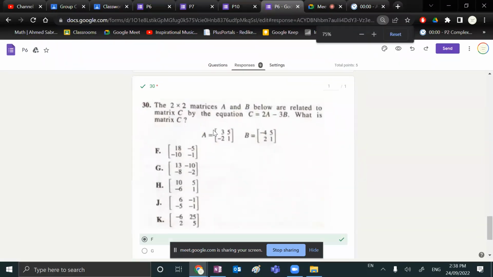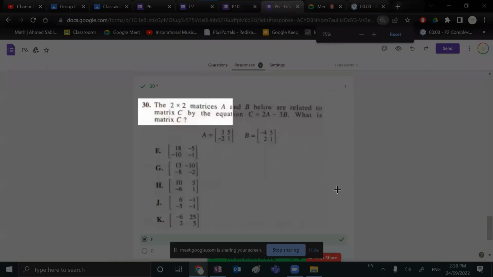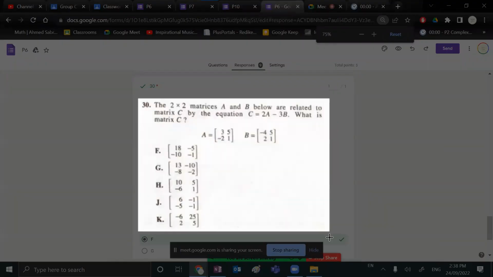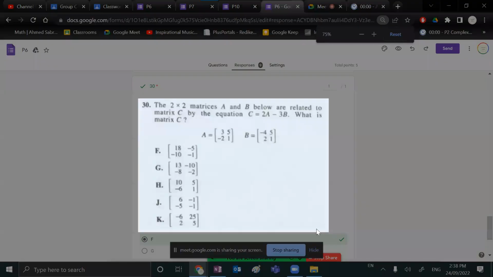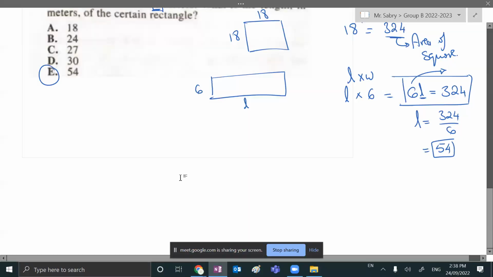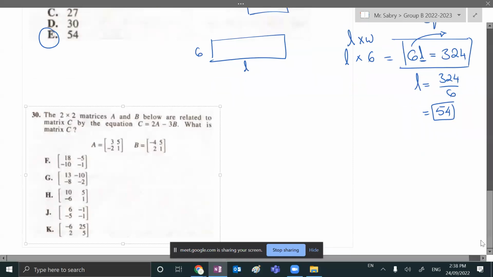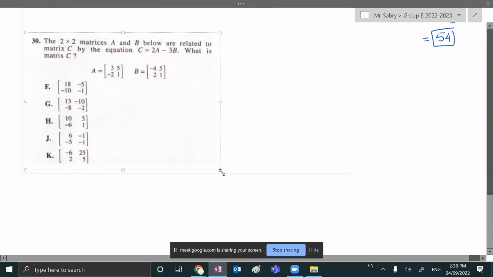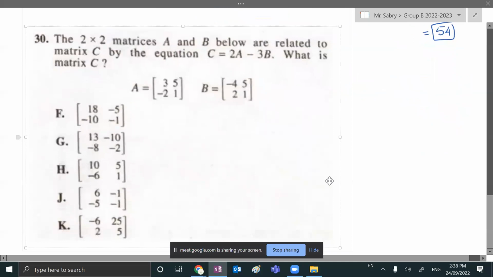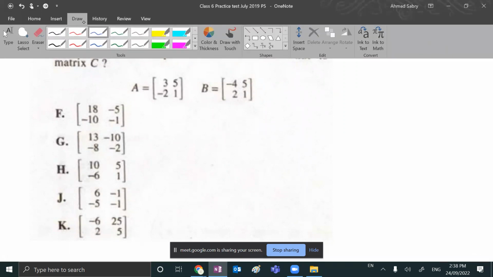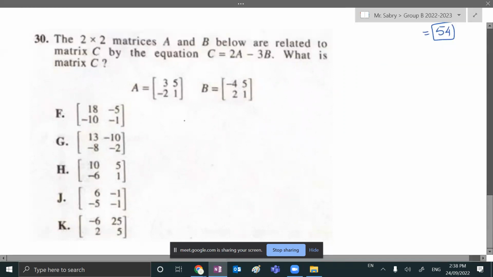Matrices. Have we ever mentioned anything about the matrices yet? Not so much, right? We didn't. Okay, so I'll just tell you the things that matter about the matrices in the ACT, because not everything is included. But the things that matter are the following: the addition, the subtraction, and the multiplication.